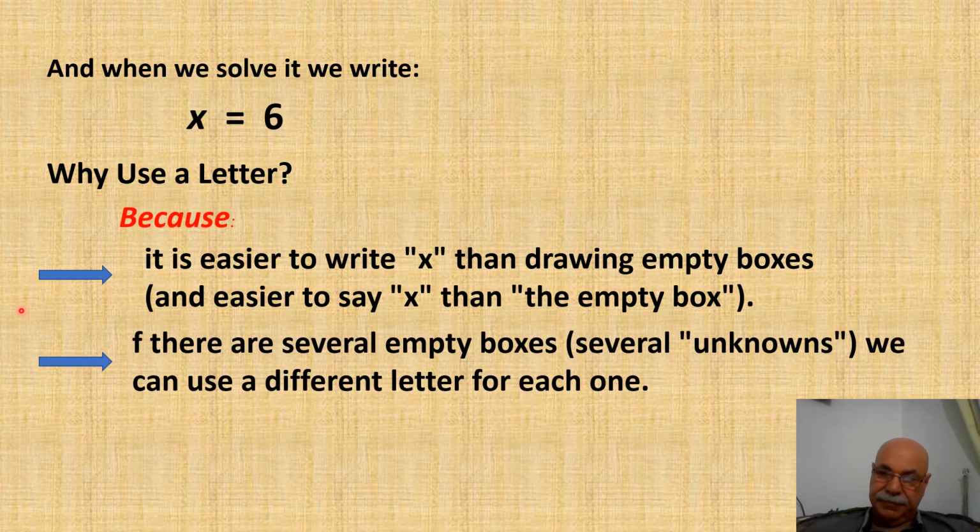Second thing, if there are several empty boxes, several unknowns, we can use a different letter for each one. In the equation, sometimes we are given x, y, j, x squared over j. We get in the equation or in the question so many letters, so many variable values. That's why we use the letter to represent that value.